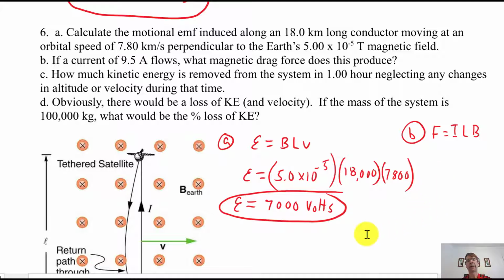We'll apply our right-hand rule number 1 here in a few minutes, but just going to plug in here. We're going to look for the drag force. F equals, I probably should give myself more room. Looking for I. It says the current is 9.5 amps. The length of the wire, once again, is 18,000. And B is the 5 times 10 to the negative fifth. You won't see it off the page, but you plug those all in.